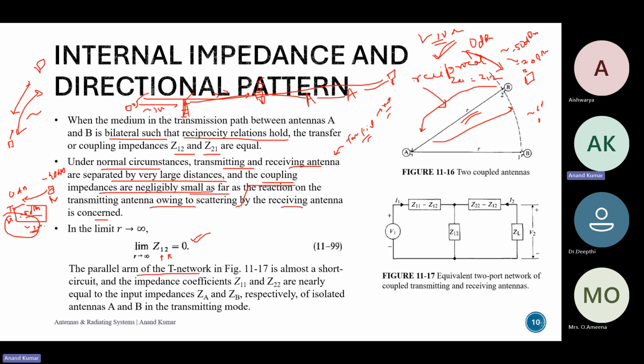So the parallel arm of the T network can be considered short circuit. If this becomes short circuit, we can separate this network and this network into two different circuits and solve them individually. I'll pause over here, let you read this, and if there are questions, you can ask.